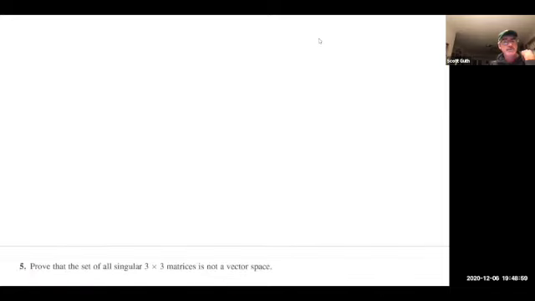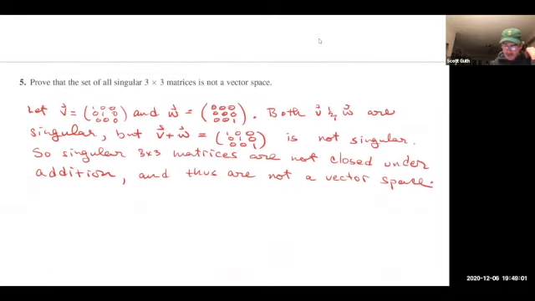Okay, so let's go ahead and jump ahead to the first problem. Let me just walk you through what I did on these. The first one says to prove that the set of all singular, and singular means that the determinant is 0, singular 3x3 matrices is not a vector space.